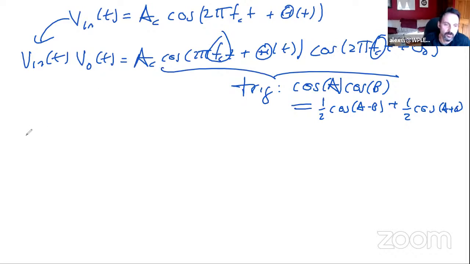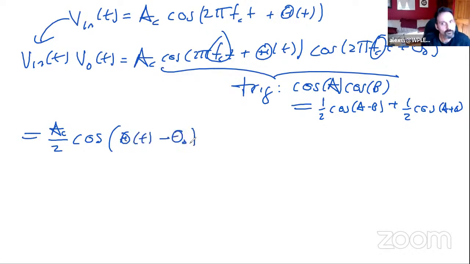So expand this sucker out. You're going to get AC over 2. So if we do the first one, what do we get? These two, the carrier frequency things, are going to cancel out through A minus B. And what you're going to end up getting is something that looks like theta t minus theta naught. Good. That's good.